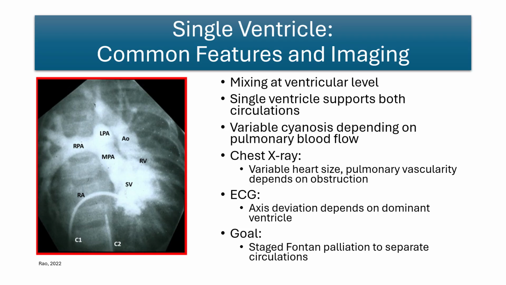Electrocardiography helps identify the dominant ventricular morphology. Left axis deviation suggests a left ventricular dominant circulation, whereas right axis deviation indicates right ventricular dominance. The long-term goal for all of these patients is staged Fontan palliation. This sequence of operations ultimately separates systemic and pulmonary circulations, directing systemic venous return directly to the pulmonary arteries and allowing the single ventricle to support the systemic output.